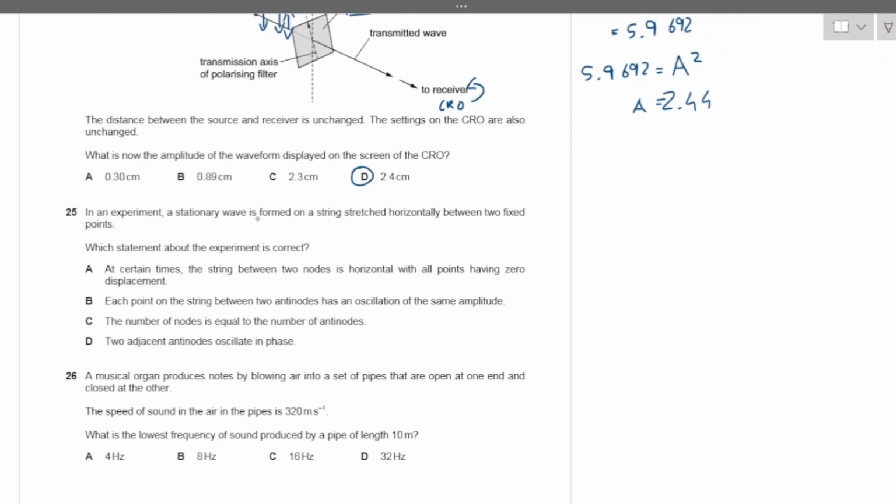Question 25. In an experiment, a stationary wave is formed on a string stretched horizontally between two fixed points. Which statement about the experiment is correct? At certain times, the string between two nodes is horizontal with all points having zero displacement.